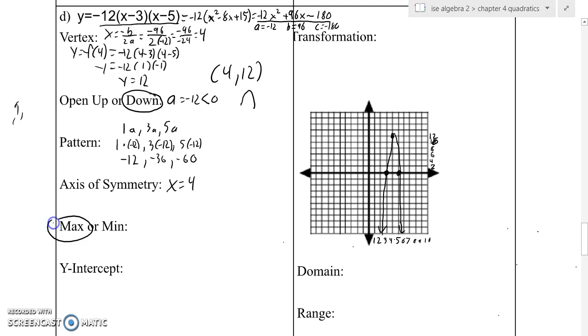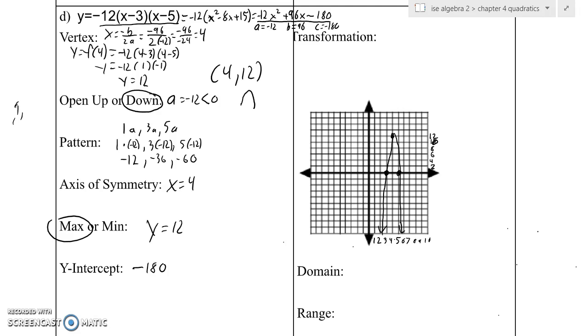has a maximum value. Since we are a frowny face, we have a top y value. The maximum value here is y equals 12. Maximum value of 12 when the x is 4. Our y-intercept, when we plug 0 in, we get negative 180, which is way off of the grid that we've drawn.